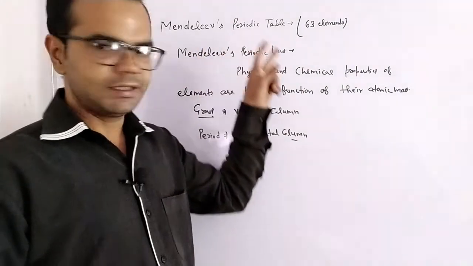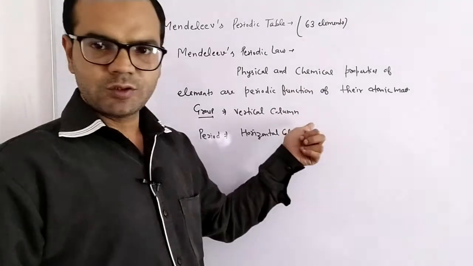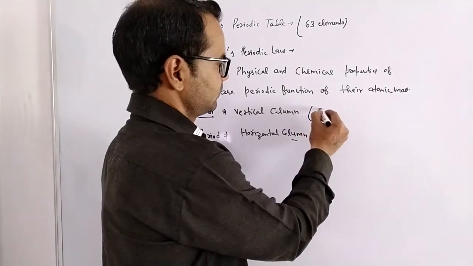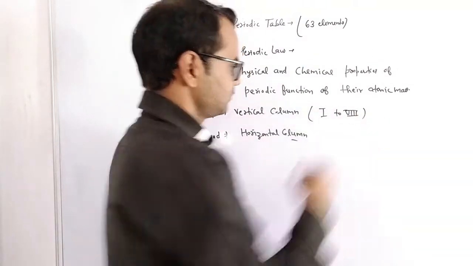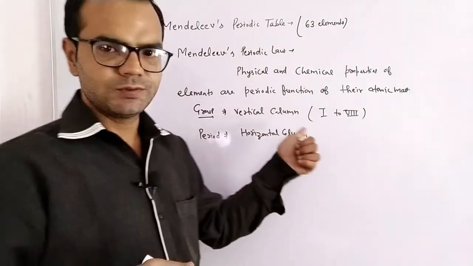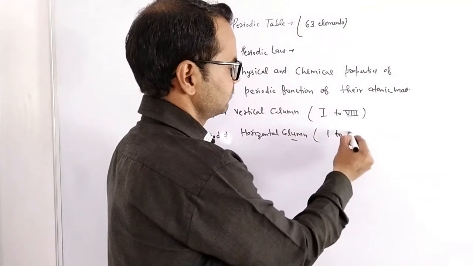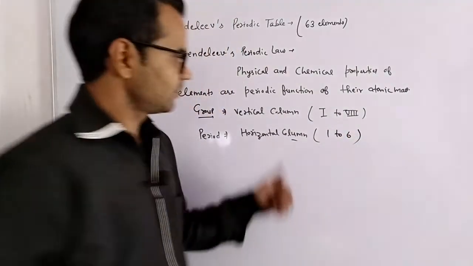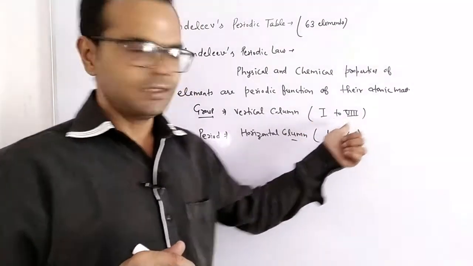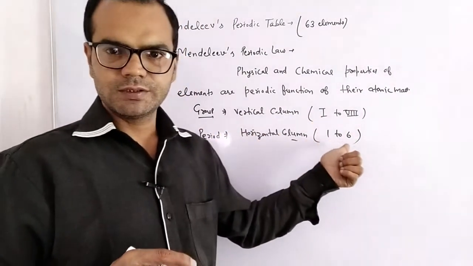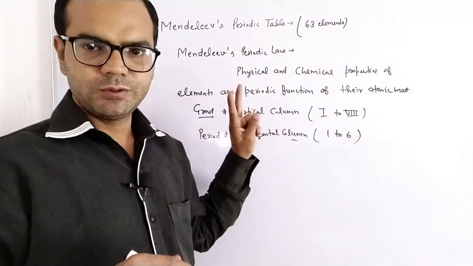According to Mendeleev's periodic table, there were groups 1 to 8 presented in Roman numerals, and periods 1 to 6 represented in simple numbers. So in Mendeleev's periodic table, we can say there were 8 groups, 1 to 8, and there were 6 periods, 1 to 6. Further, he subdivided every group into 2 parts.